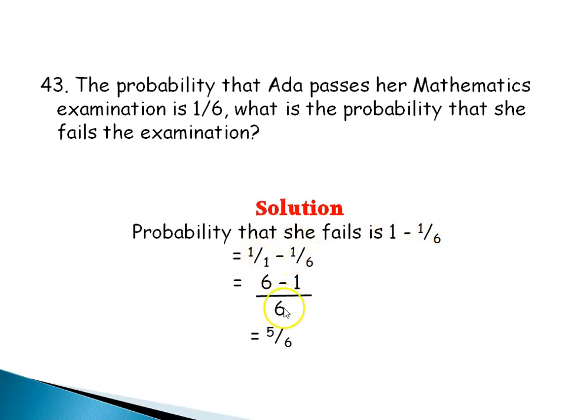So I'm writing this as 1 over 1 minus 1 over 6. LCM of 1 and 6 is 6. 6 times 1, 6. 6 and 6, 1. 1 times minus 1, minus 1. So 6 minus 1, 5. 5 divided by 6. The probability that she fails is 5 over 6.